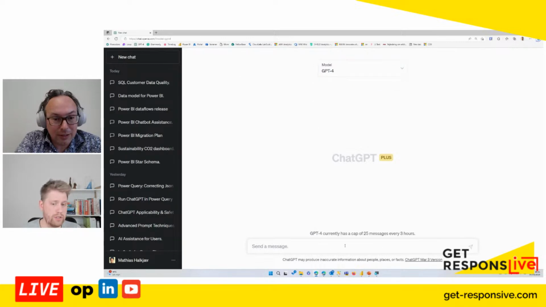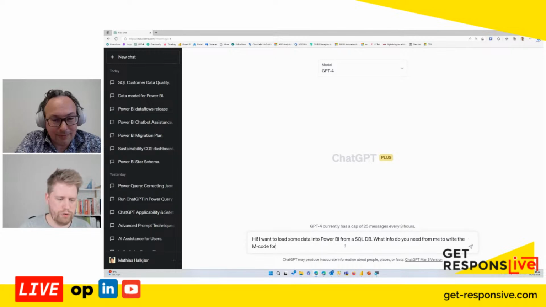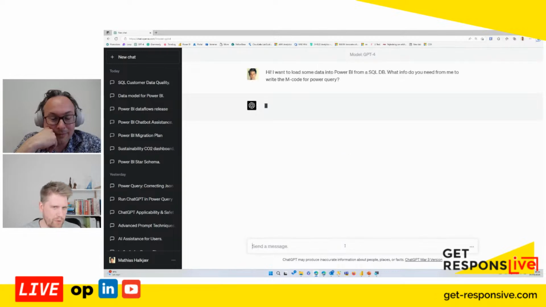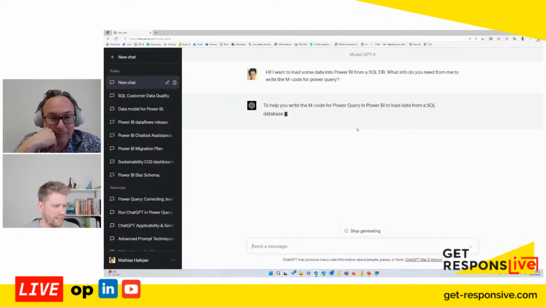And GPT-4 can do more advanced things, but we can try an example of, say, hey, I want to load some data from a SQL database. What info do you need from me to write the M code for Power Query? Something like that. And now I have a hope that it will start asking me questions. This is something that it's sometimes not so good at. It's like an eager junior consultant. It really wants to give me an answer.